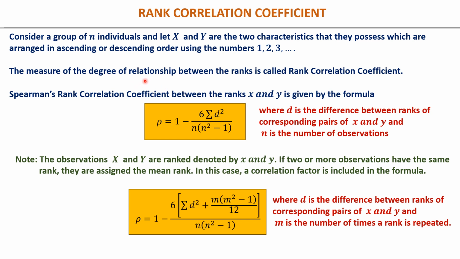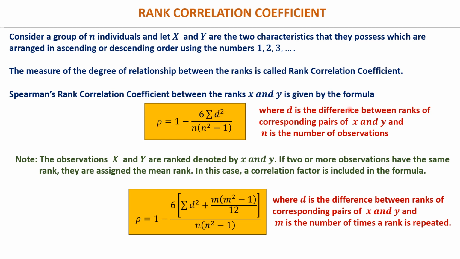The measure of the degree of relationship between these ranks is termed the rank correlation coefficient. So we are going to check the correlation between the ranks of the two characteristics that these n individuals possess. Spearman is the person who derived this formula, and it is given by rho equal to 1 minus 6 times sigma d square divided by n into n square minus 1. Now, rho is the notation for our correlation coefficient, even the ordinary one. We use the same notation even for rank correlation coefficient.